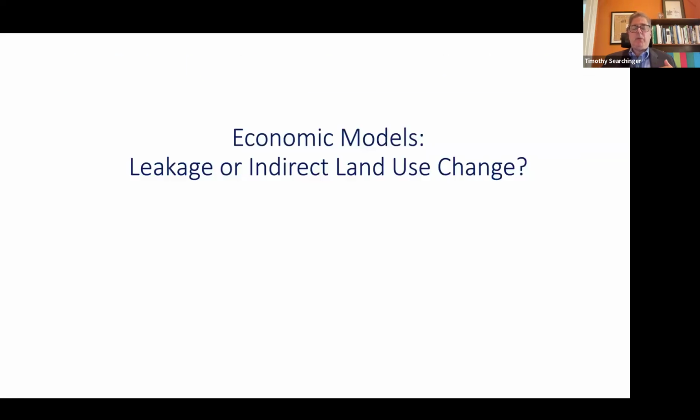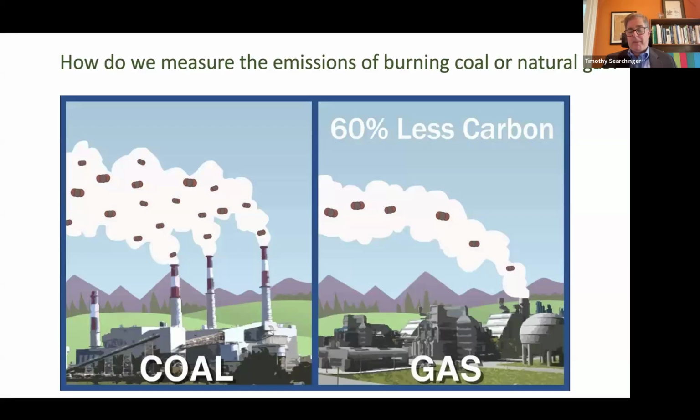But I think that is the wrong approach, not only because, as I'll explain, those models don't have any real validity, but also because they're doing the wrong thing. So here's one way to think about it. How do we estimate the emissions of using coal or the emissions of using natural gas? The short answer is we just look at the amount of carbon that's released, right? How much carbon is going up here? How much carbon is going up there?